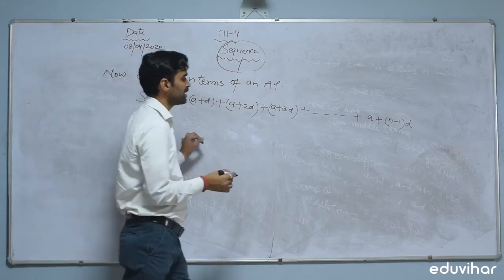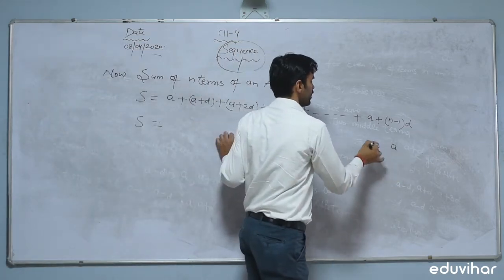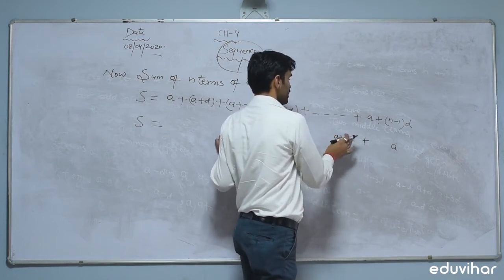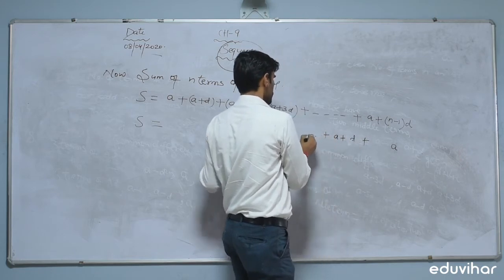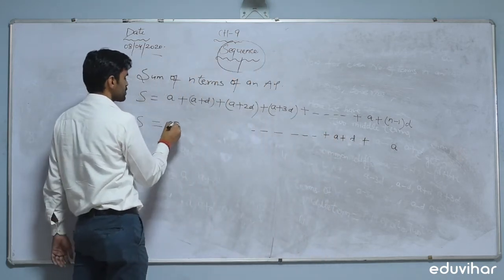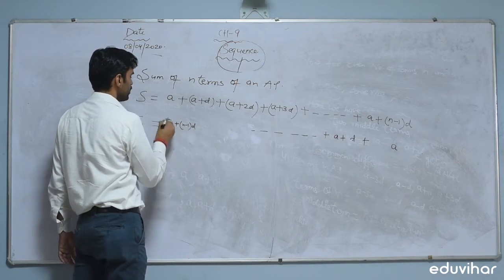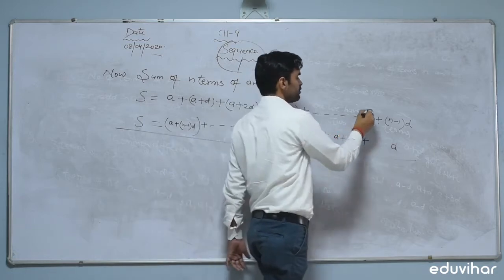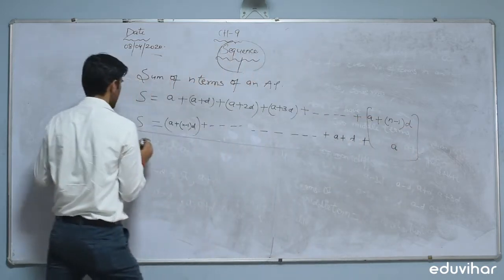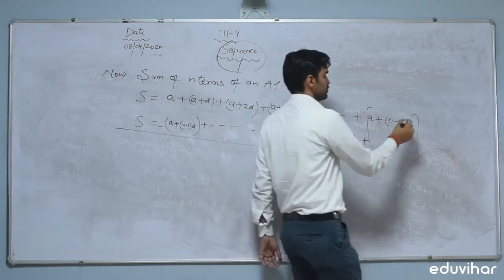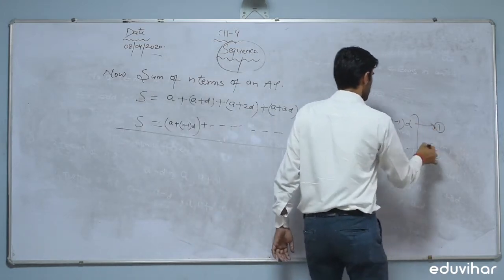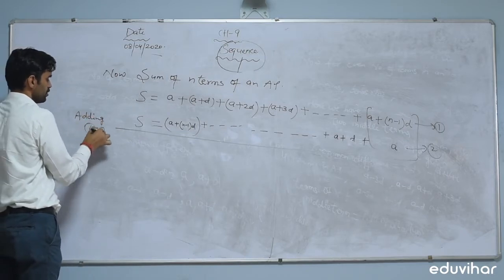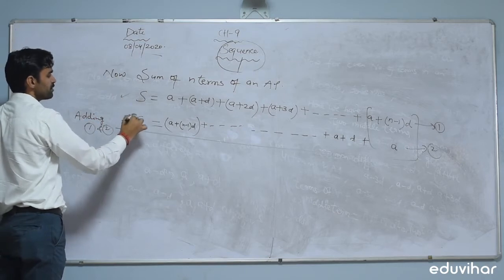Again, we write it down in the opposite way: the last term A plus (n minus 1) into D, and so on, down to A plus 2D, A plus D, A. If we add them, adding 1 and 2, we get the sum of n terms plus the sum of n terms.